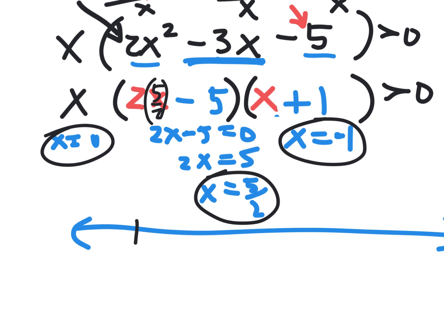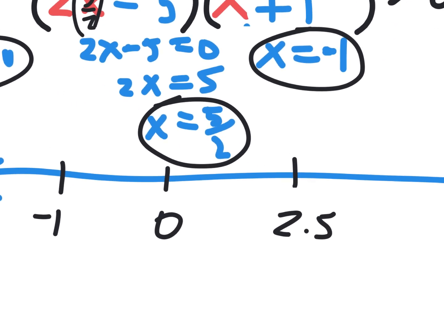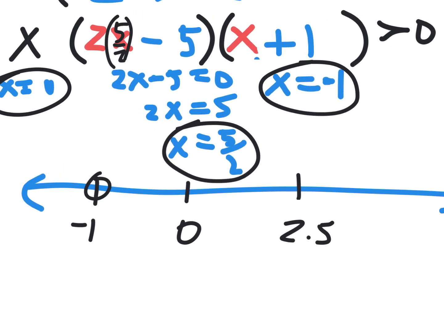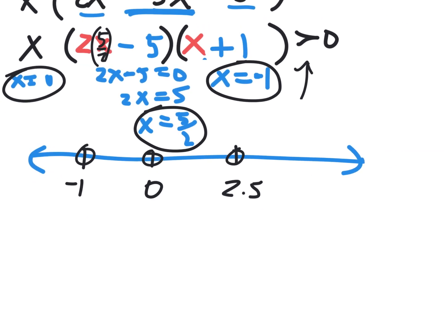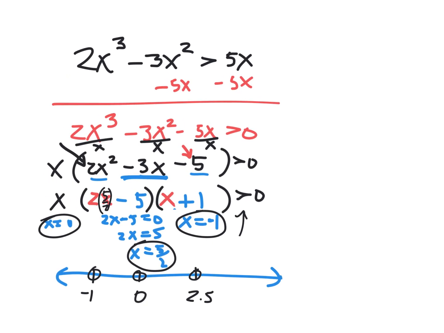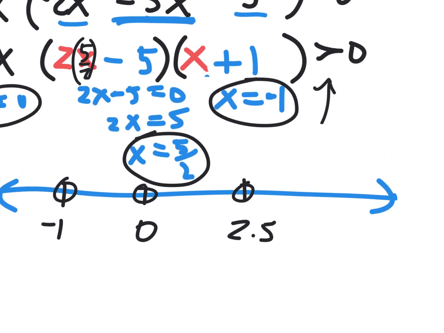So here's me putting them on a number line. Negative 1, 0, 2.5. All empty circles, because there's no or equal to sign. Man, look at all of this work. And we're still not done with what I consider the hardest part, which is testing intervals. It's not like it's incredibly hard, but kids often screw it up.